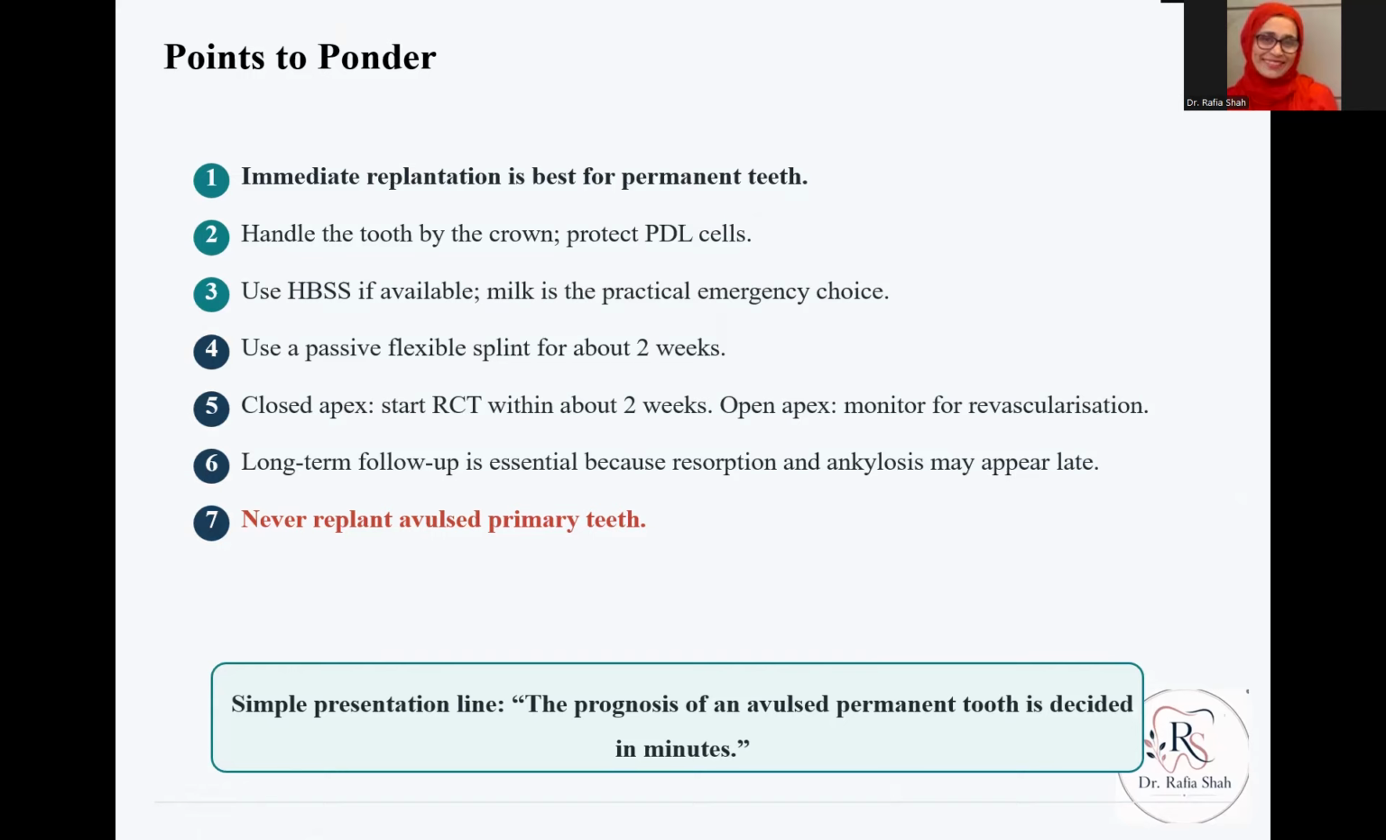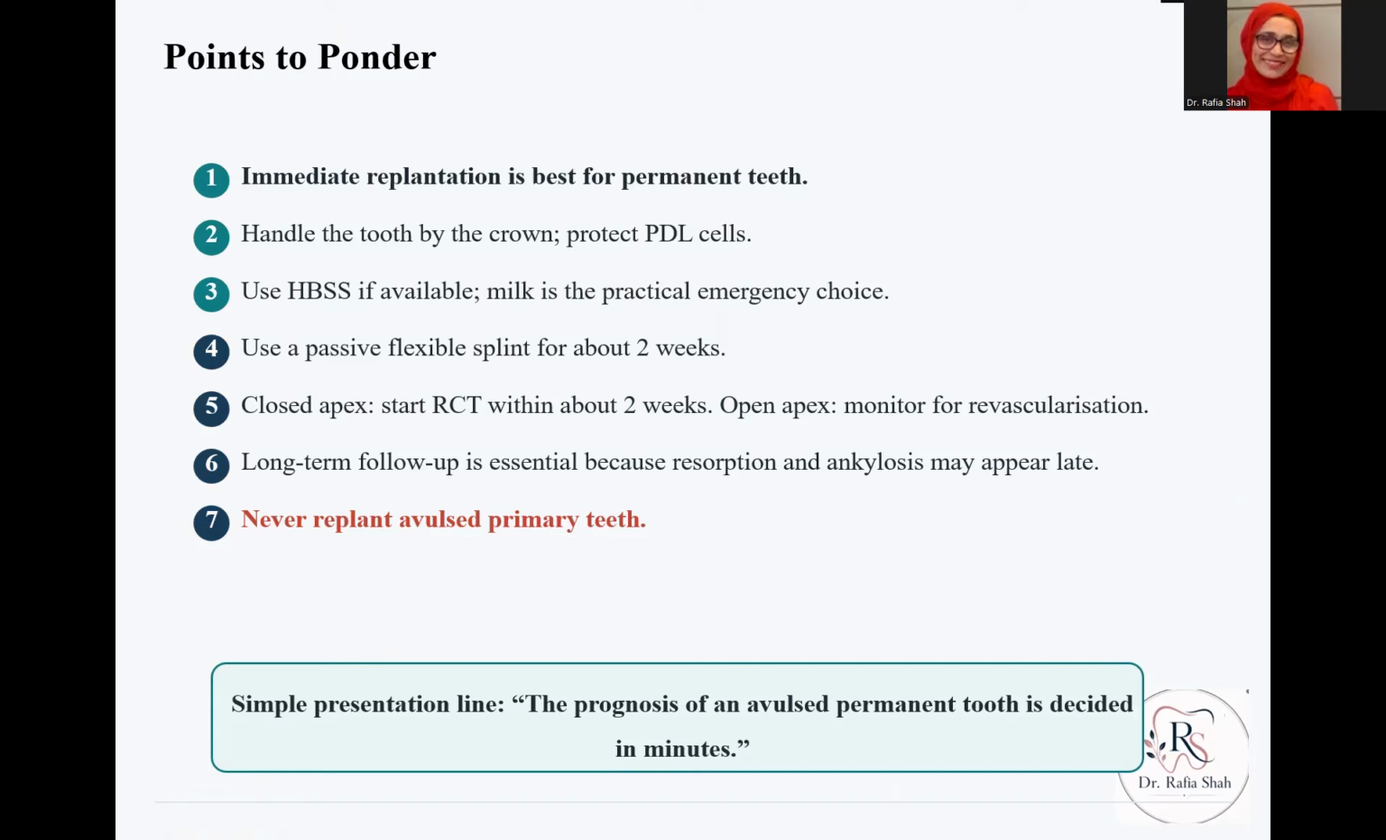Use passive flexible splints for 2 weeks if there is no injury to the socket. If there is socket injury, we can add weeks and change the flexible splinting to semi-rigid splinting. If the apex is closed, start root canal treatment within about 2 weeks, and if the apex is open, then monitor the revascularization, whether the tooth is getting revascularized or not. Long-term follow-up is essential because resorption and ankylosis may appear later in such teeth.